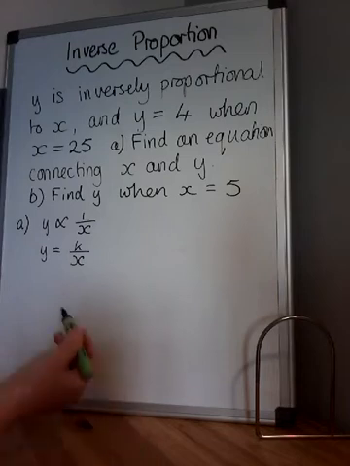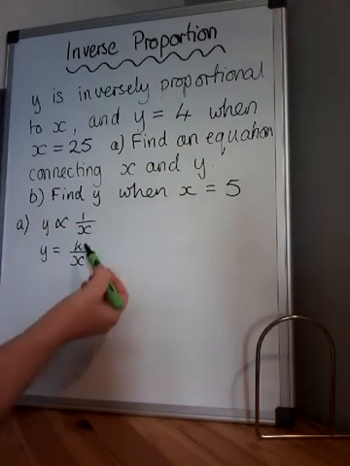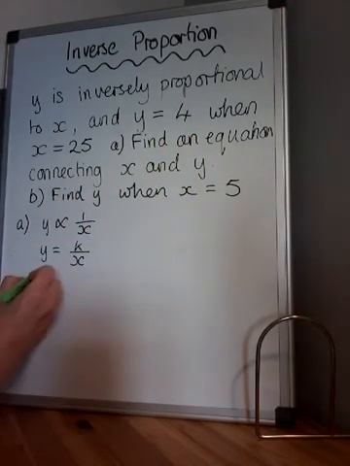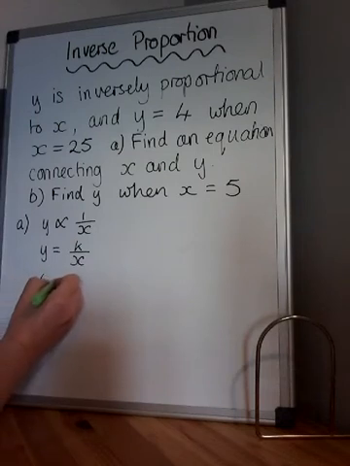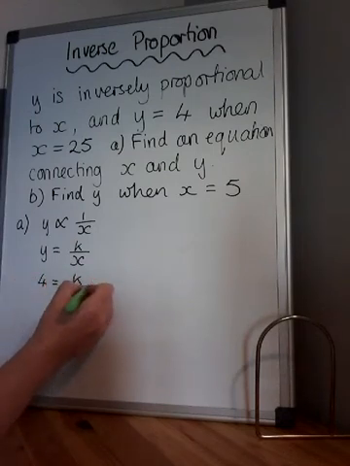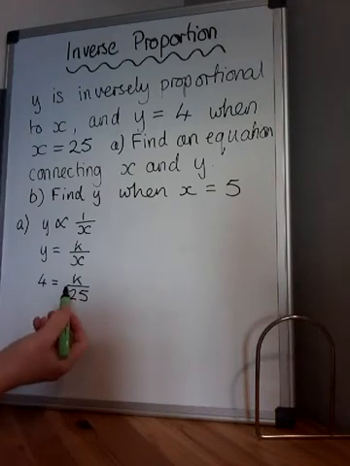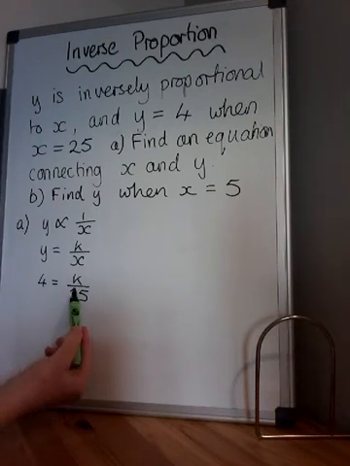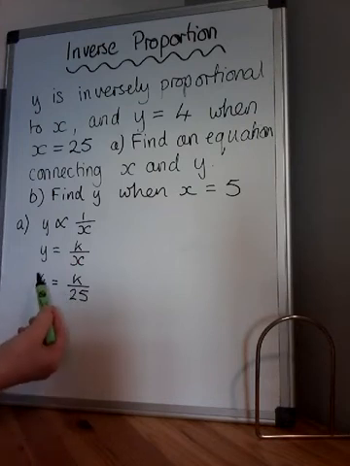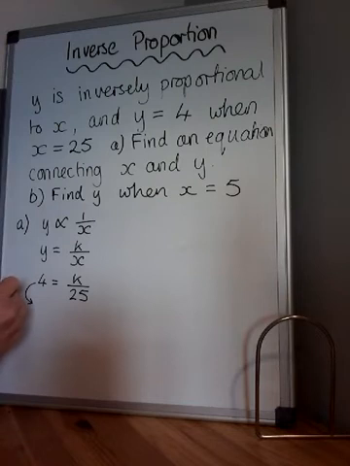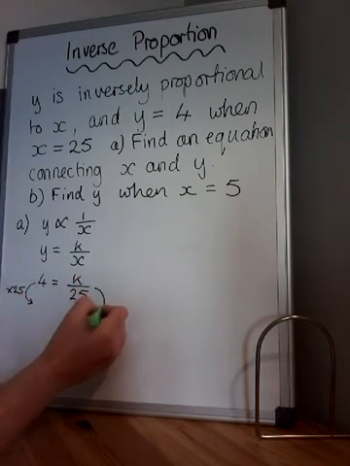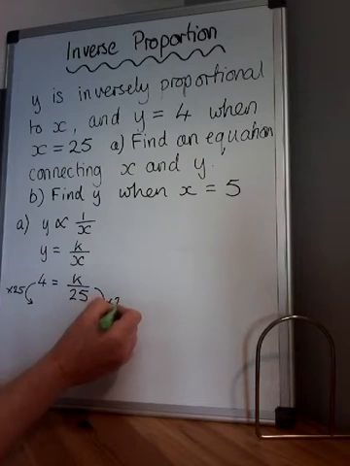So you then replace the y with the 4 and the x with the 25 in the question. So 4 is equal to k over 25. Now we can use just a bit of simple arithmetic to work out what k must be. If we multiply both sides by 25, this side the 25 will disappear. This side, well, let's see what happens then. So times 25. Multiply that side as well, times 25.